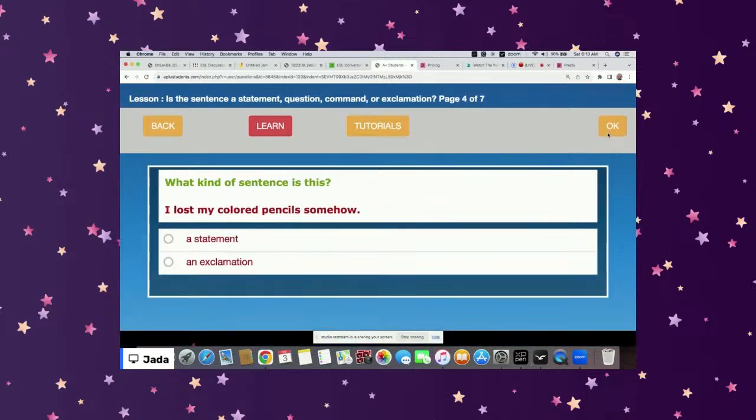I lost my colored pencils somehow. What's this one? I lost my colored pencils somehow. Statement or exclamation? Okay, that's one, which is a statement because it ends with a period.